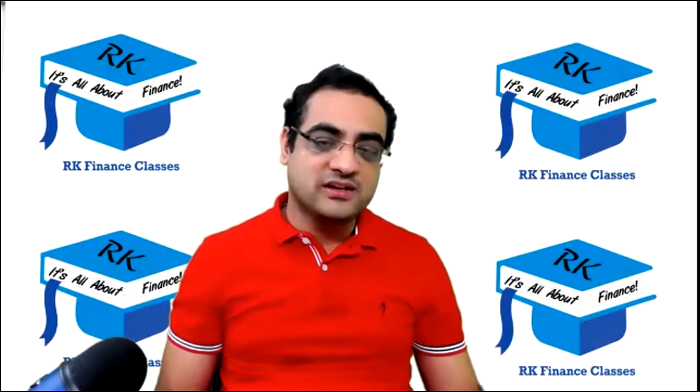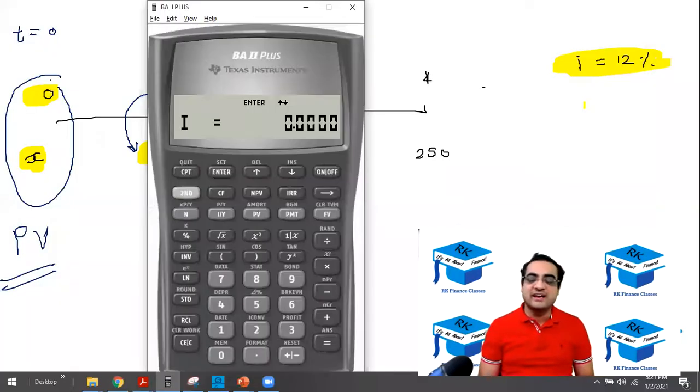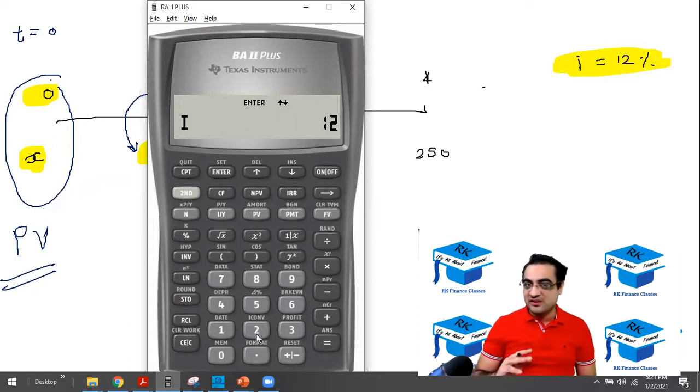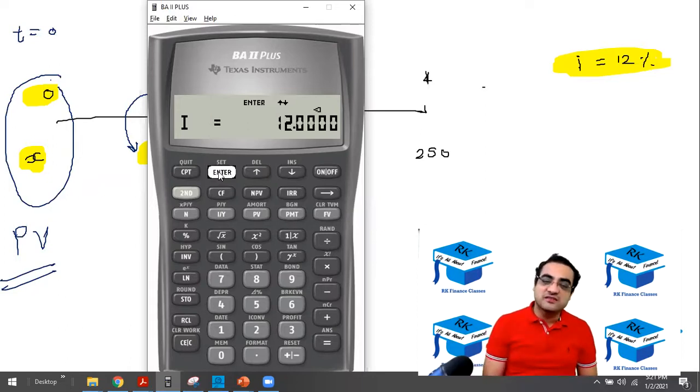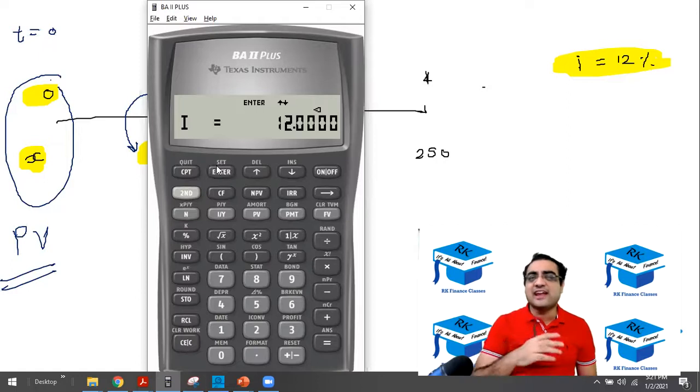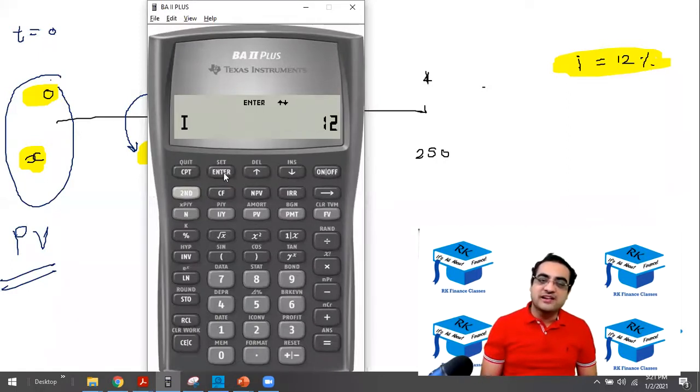So over here, as the I is 12% on the calculator, when they ask for I, I'll just press 12 and not 12%. You have to remember that if you press 12%, your answer will be wrong. So you just press 12 and press enter. It's a common mistake that students make; it's not their fault, the calculator programmer is at fault. So press 12 and press enter.